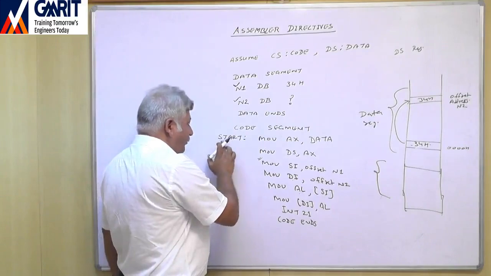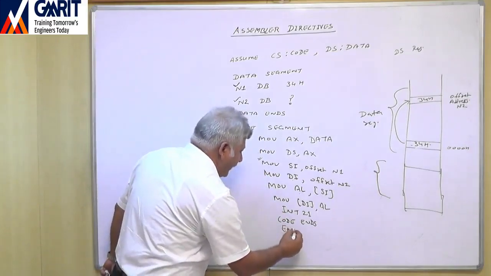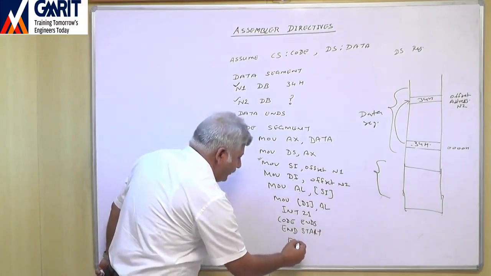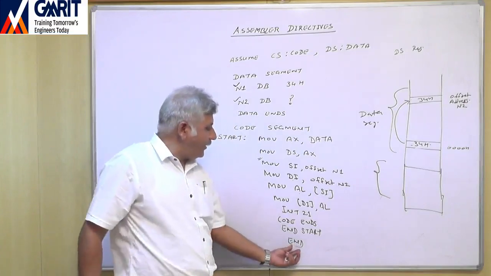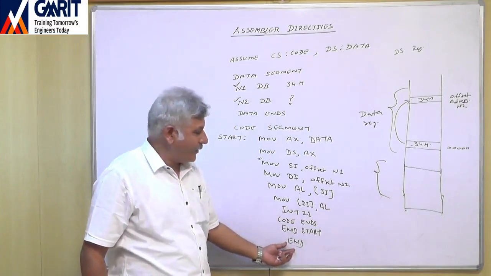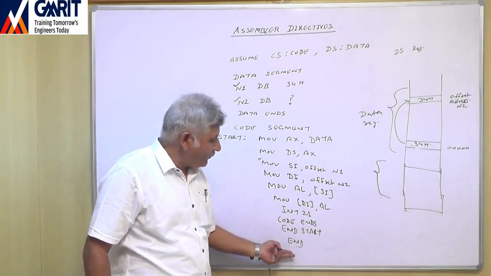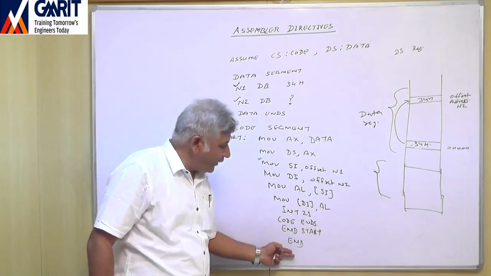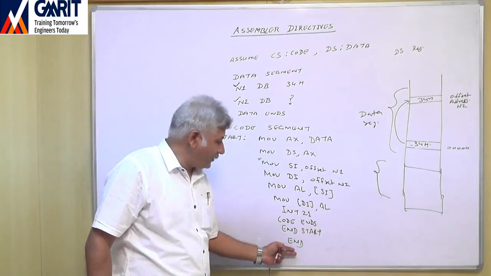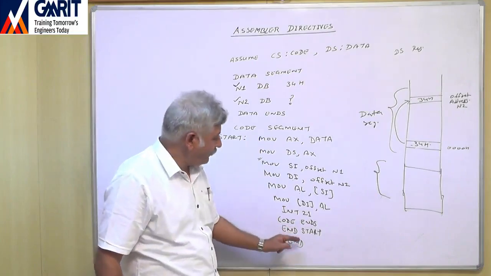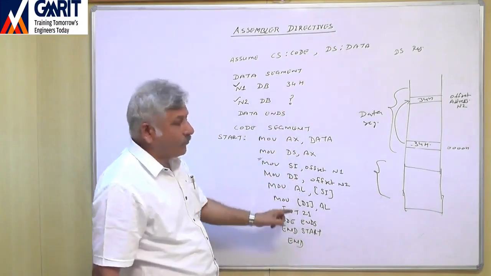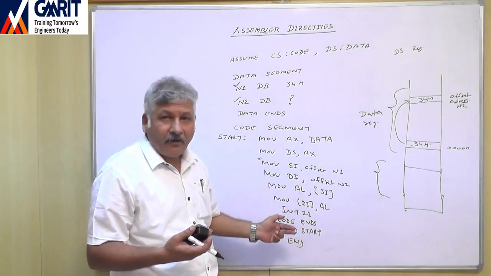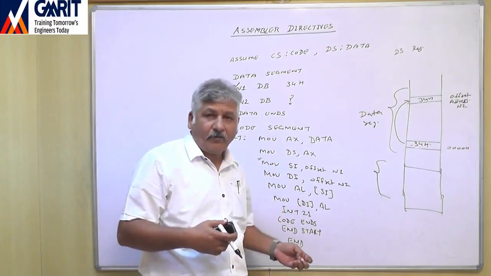Now after this, you end your label. For that, you write END, then start. And in the last, you write END. The last END will inform the assembler that there is no assembly-level code after this line. Whatever you write after END, the assembler will not consider as code, so you have to write everything before this END. So this is the full program. Now in the software, we will see how exactly we can use this code to perform the operation.